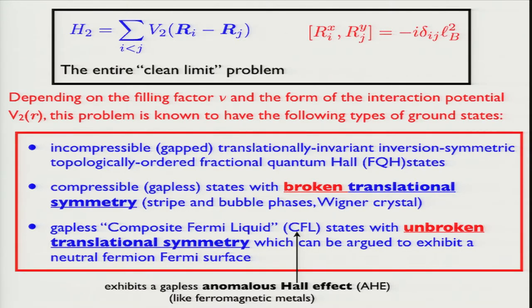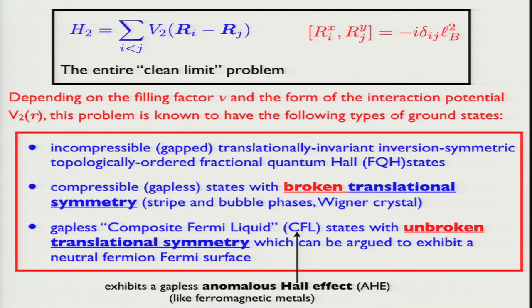Okay, so what can this do? So here's our problem. And obviously, until I've told you some more details about the interaction, it could do lots of different things. In fact, we know at least three types of things that this kind of Hamiltonian can do. One will be that we can have these incompressible, gapped, translationally invariant, inversion symmetric, and topologically ordered fractional quantum Hall states. Another thing it can do is, if the long-range Coulomb interaction, this thing can have a long-range tail to it, dominates over the short-range repulsion, it doesn't cause flux attachment. Instead, the system will phase separate into regions of essentially filled Landau level and empty Landau level with walls between the two, and you get various stripe or bubble phases with broken translational symmetry. Or the third, perhaps more enigmatic one, as what Bert Halperin was talking about, is this composite Fermi liquid state, a gapless state, which is not incompressible and has a neutral Fermi surface. But possibly there are even more kinds of states.